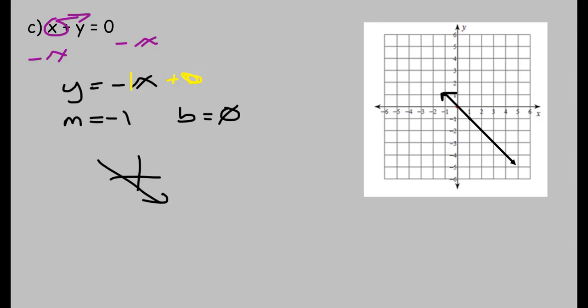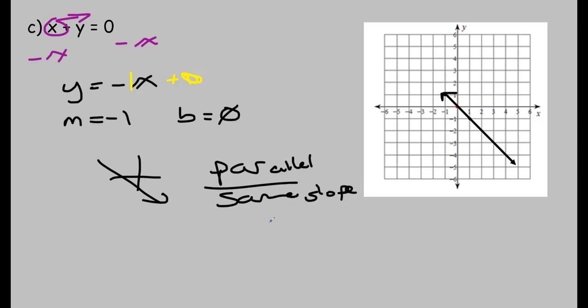Just a friendly reminder, a refresher of parallel and perpendicular lines. If you had a line that was parallel to this, parallel lines are the same slope. So an example of a line that would be parallel could be y equals negative x plus 10, because the negative 1 is still there.